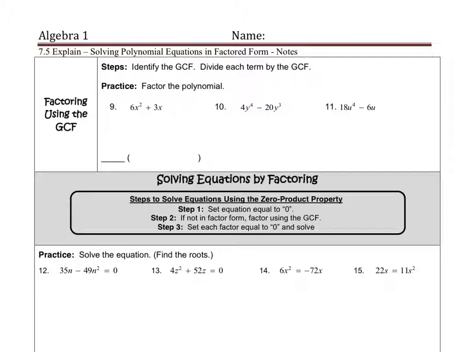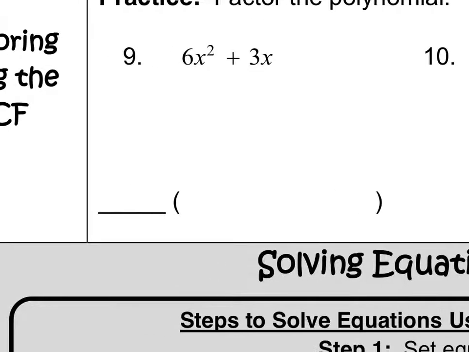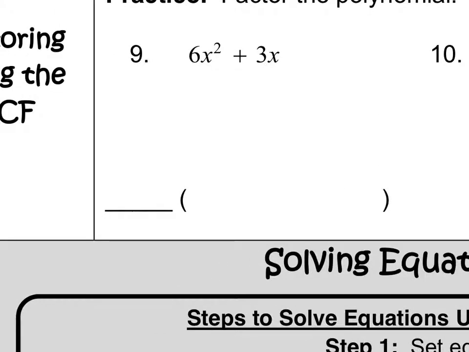So we're going to use what we just learned about greatest common factor to actually factor a polynomial. Let me go ahead and make this bigger so we can look at it. All right, so we're going to factor this polynomial. So the first thing I'm going to do is go ahead and expand it out so I can see what I've got. So I've got 6x squared, and I've got 3x.